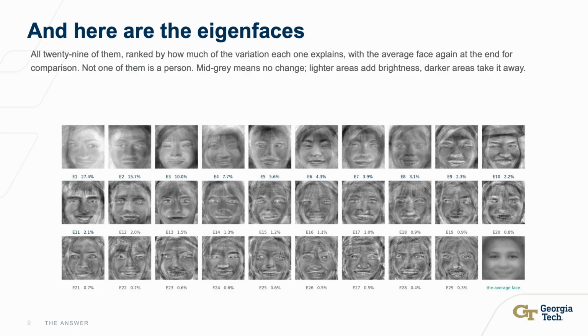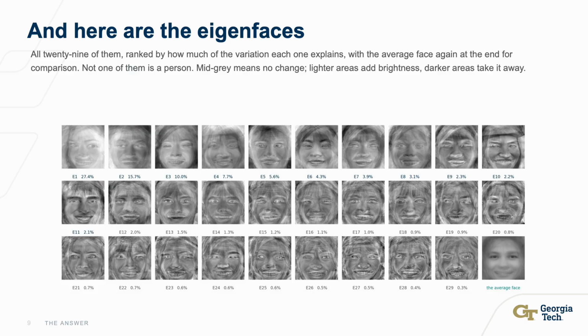Mid-gray means no change here. Light areas add brightness when you use this pattern. Darker areas take it away. If somebody asks why they look like ghosts, about half the numbers in these patterns are negative, and negative brightness does not exist on a screen, so mid-gray has to stand in for 0.